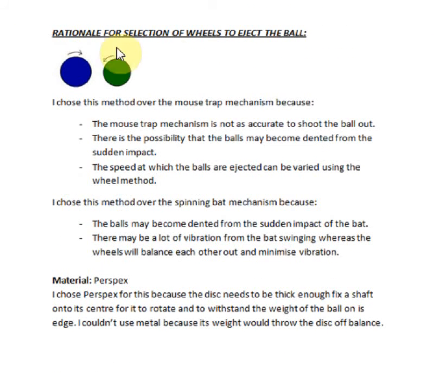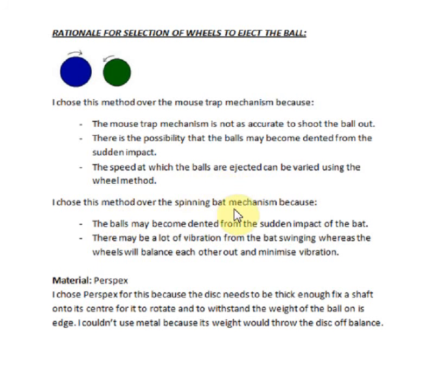Rationale for selection of the opposite spinning wheels. I chose this method over the mousetrap mechanism because the mousetrap mechanism is not accurate. There is a possibility the balls may become dented, and the speed at which the balls are ejected can be varied using the wheel method.